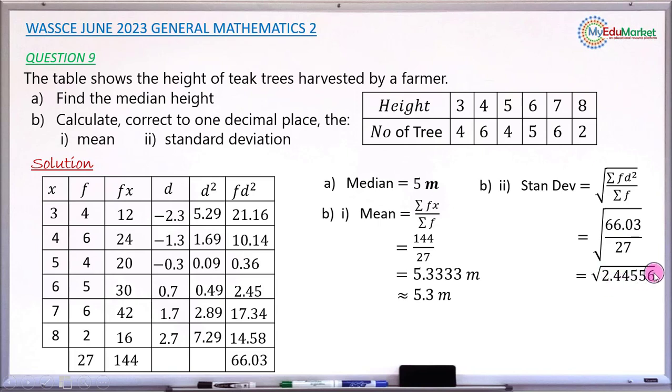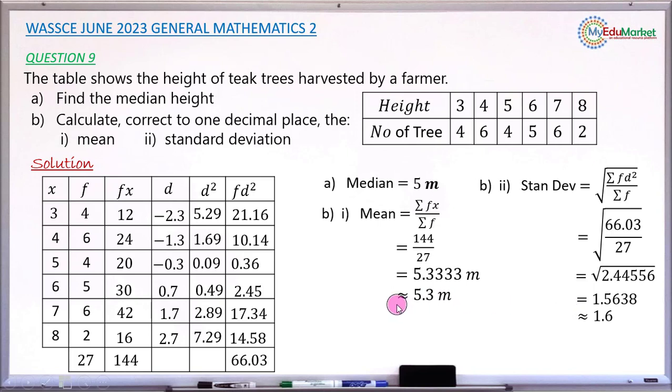2.44556. You now take the square root of this. If you did correctly, you now have 1.5638. But the question asks us to write this standard deviation correct to one decimal place. So we have to round this number to one place of decimal. So one place of decimal rounded will now give a result of 1.6. So this is now going to be the standard deviation of the height of the trees.